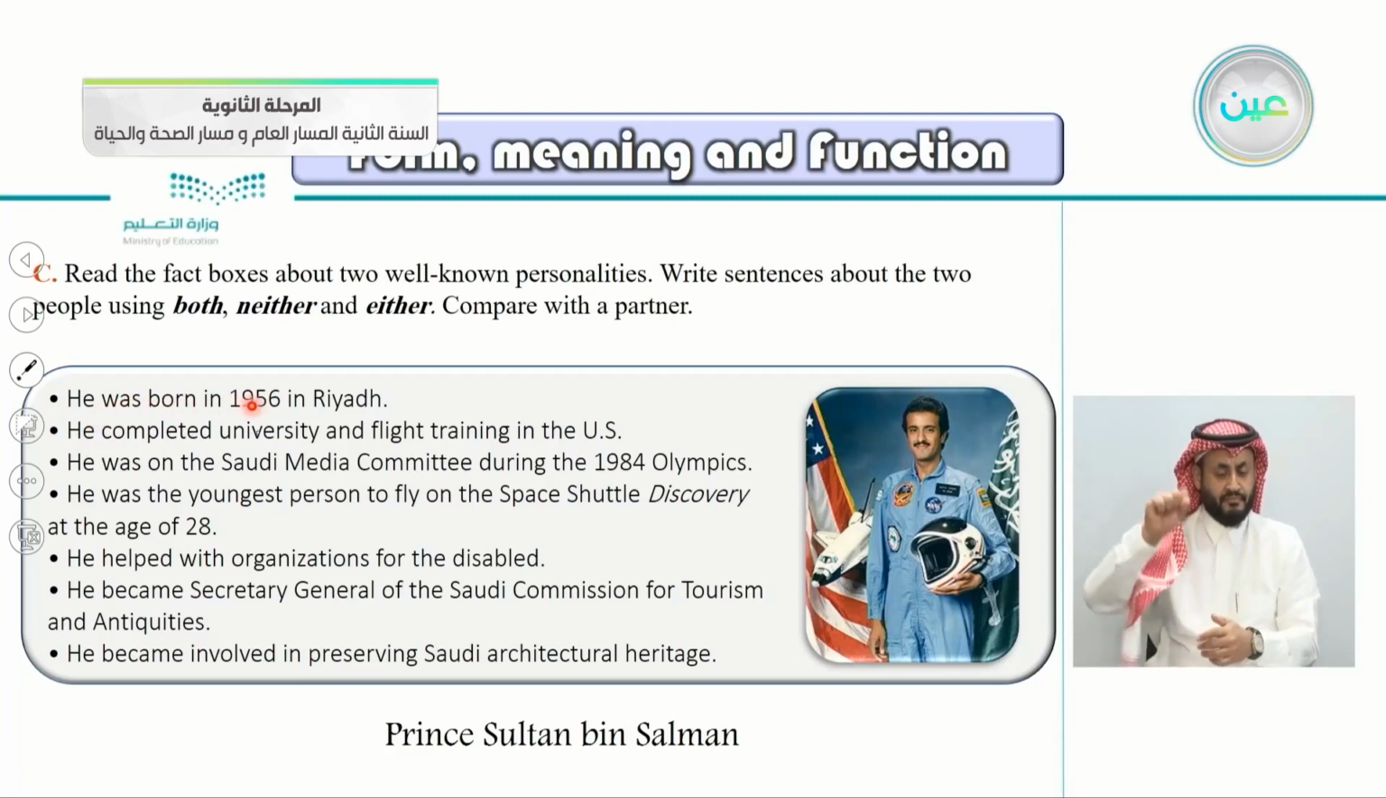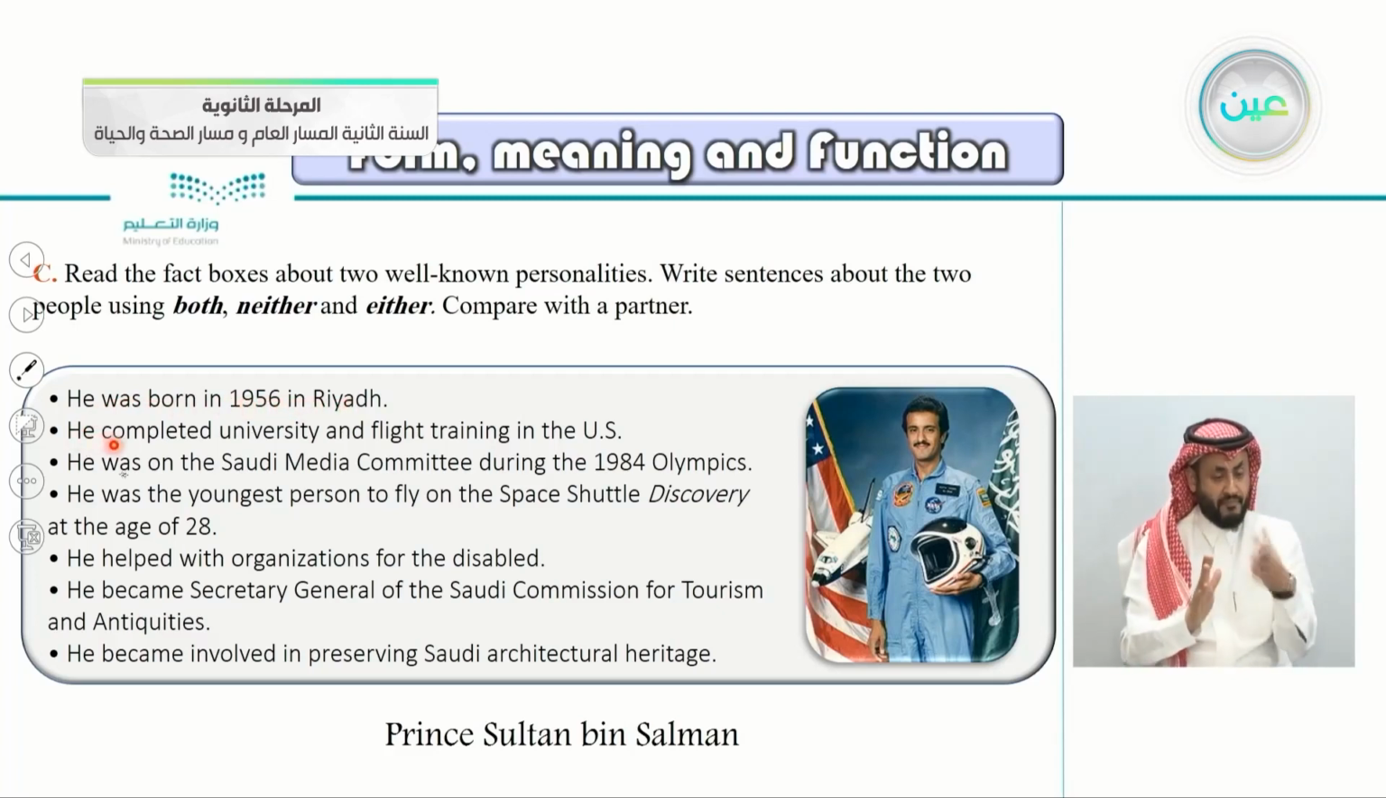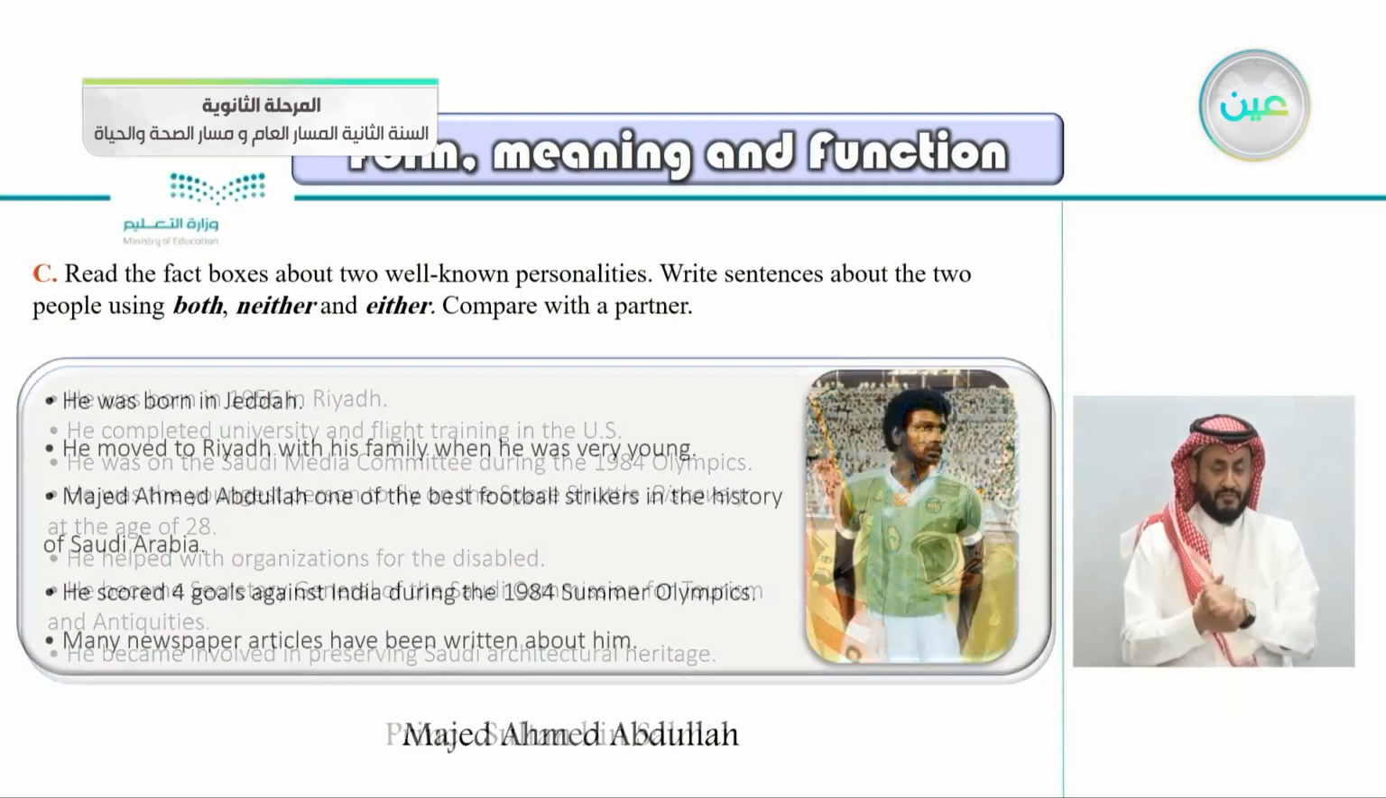Beginning with Prince Sultan bin Salman here, you know him, the astronaut, of course. He was born in 1956 in Riyadh. He completed university and flight training in the US. He was on the Saudi Media Committee during the 1984 Olympics. He was the youngest person to fly on the Space Shuttle Discovery at the age of 28. He helped with the organizations for the disabled. He became Secretary General of the Saudi Commission for Tourism and Antiques. He became involved in preserving Saudi architectural heritage. So this is Prince Sultan bin Salman.